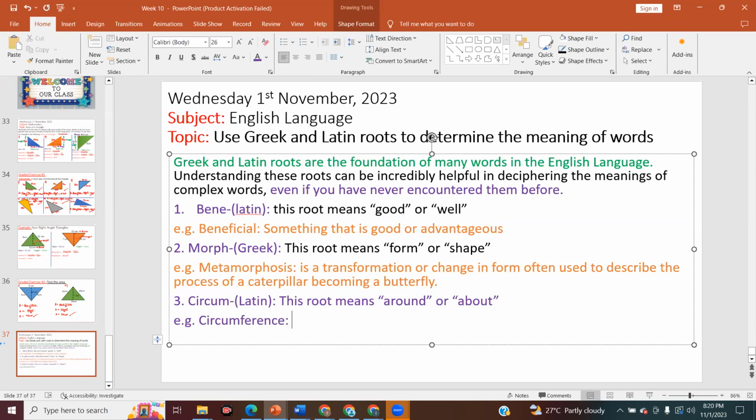And the example that we have would be the circumference. What is the circumference? The distance around a particular shape. Very good, distance around a shape.